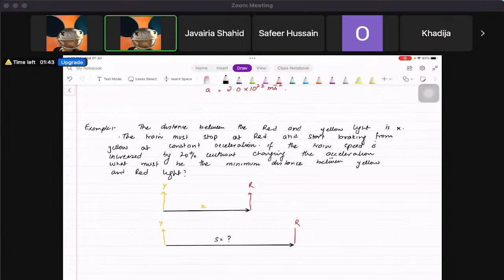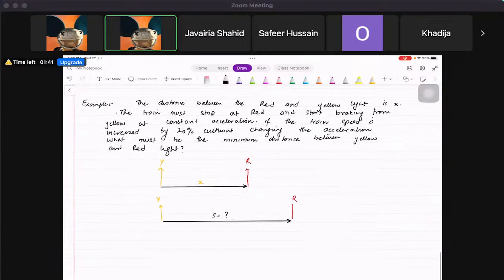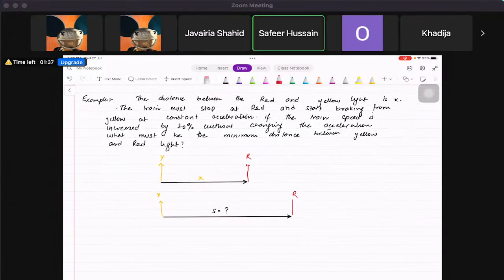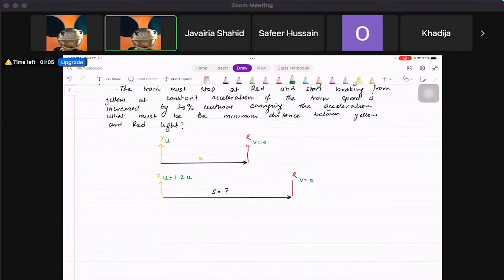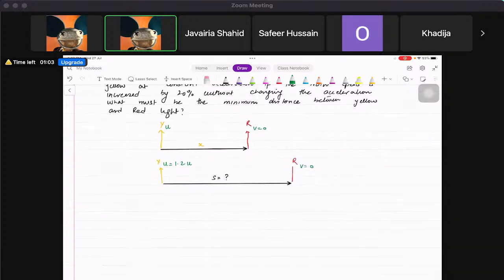Let me tell you why. You should remember that let's suppose it entered here with the initial velocity u, and then the final velocity has to be 0 no matter what. In the second scenario, you have the initial velocity which is 20% more, meaning 1.2 times the previous one, and the final velocity has to be 0. So these are the sets you need to complete. Then make two sets of equations.